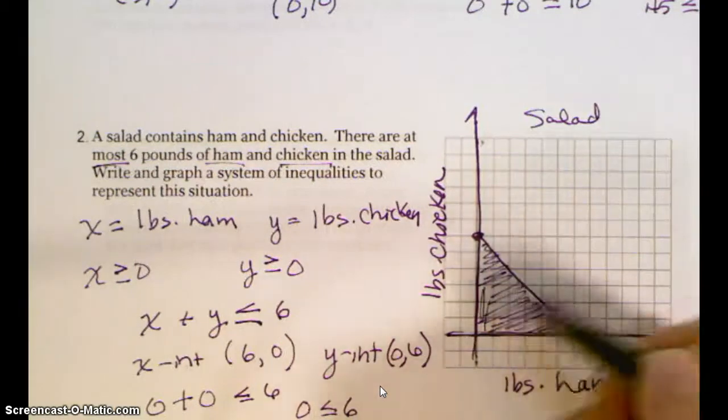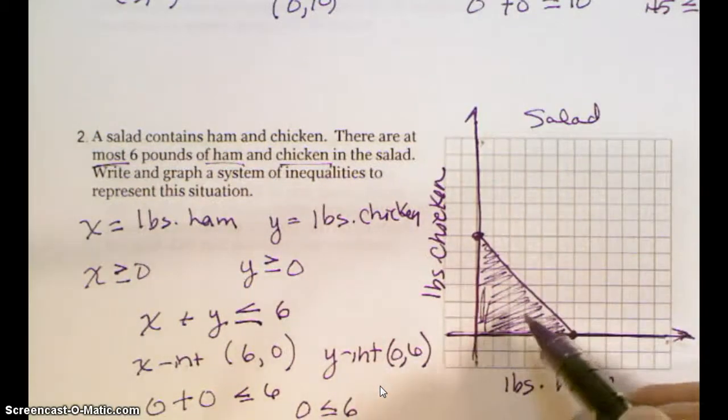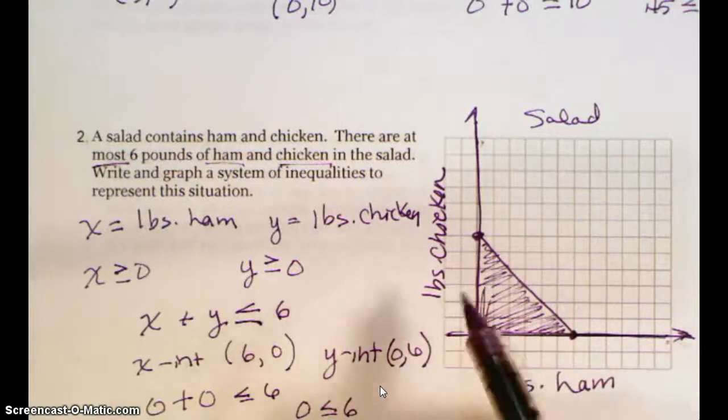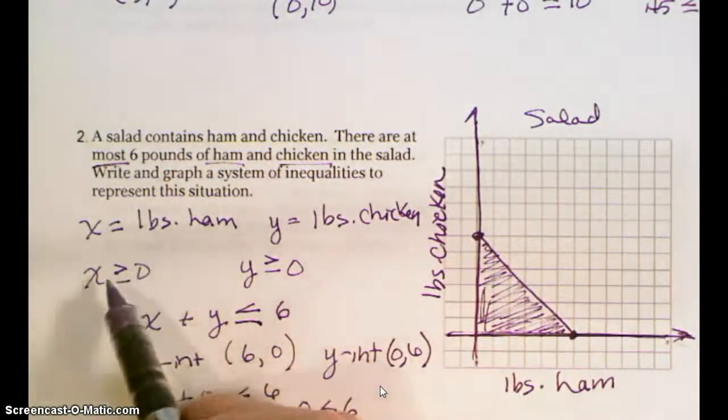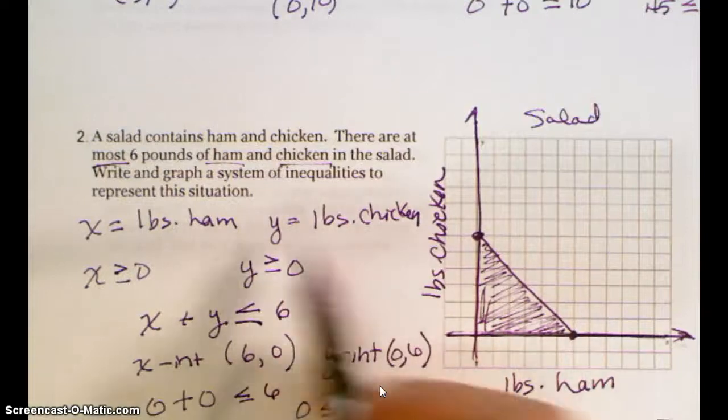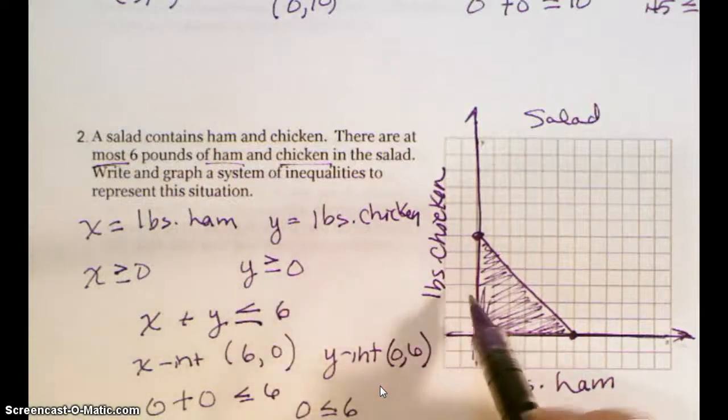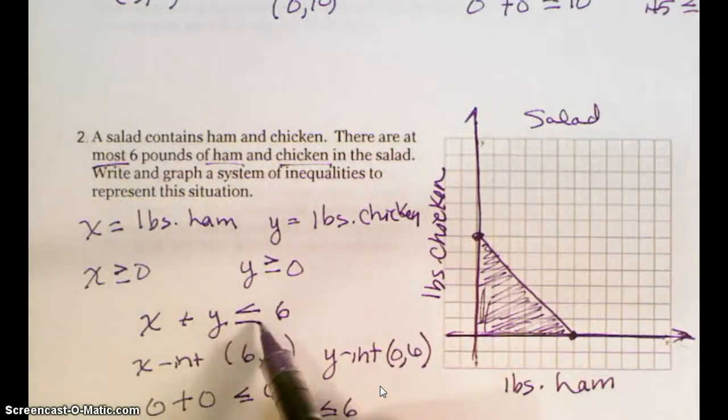That means any point inside this shaded region would be a solution to the systems of inequalities. That means it would be the x value to be greater than 0, the y value would be greater than 0, but together they would either have to equal or be less than 6.